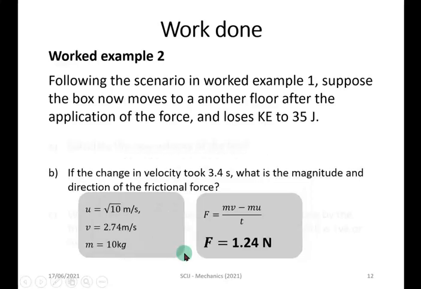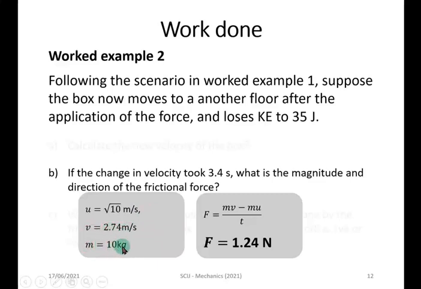Alright, to the second question. If the change in velocity took 3.4 seconds, what is the magnitude and direction of the frictional force? So the initial velocity was this, that's 3 point something. Then the final velocity is now 2.74 meters per second. We have the mass to be 10.